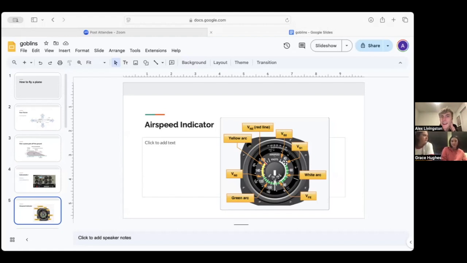Oh, like the flaps on the wings. Yes, exactly. I see those go off sometimes when I'm sitting by the window. And that's all there is with the airspeed indicator.